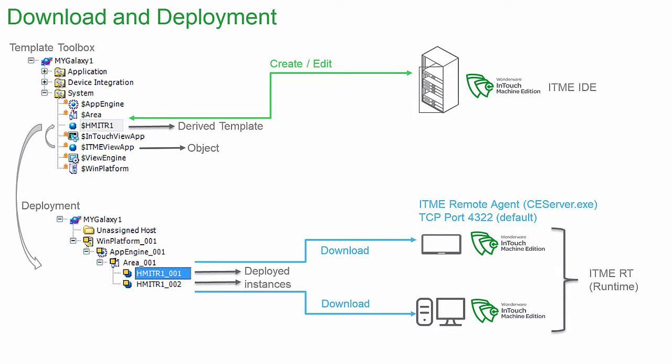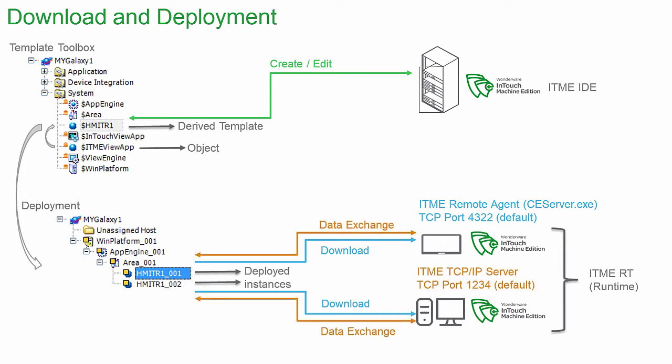So after downloading the project to the runtime stations, you can run the project remotely. You can trigger a remote command to run the application on the remote stations. And then as soon as you do that, as long as the object is deployed on System Platform, the object in System Platform will automatically exchange data with the runtime stations, and tags from InTouch Machine Edition runtime will be available to System Platform as attributes of the deployed objects.